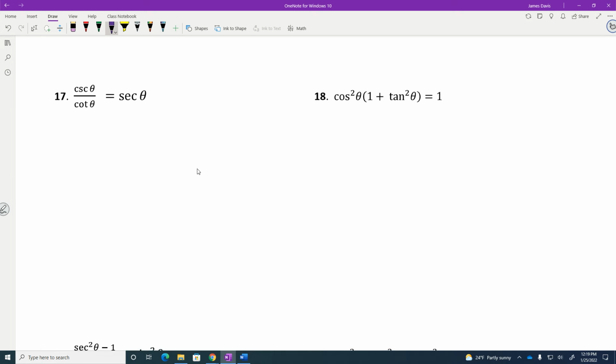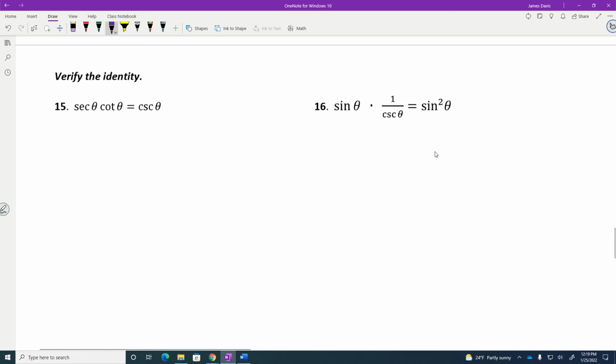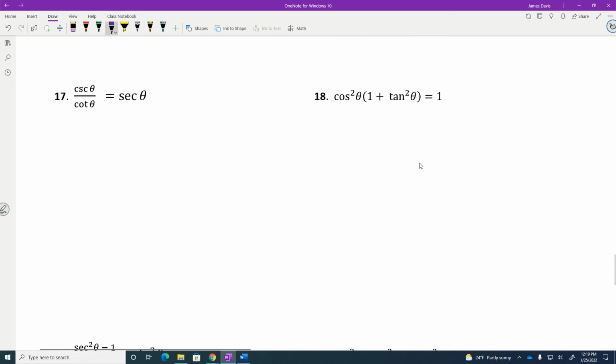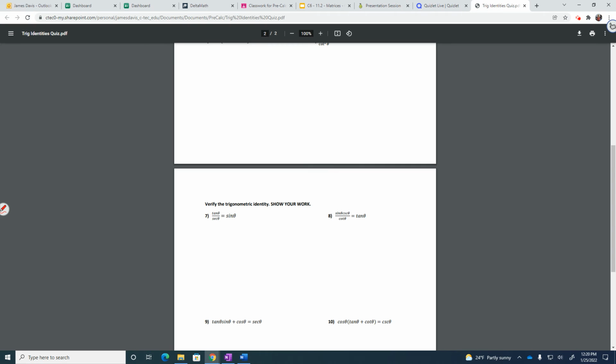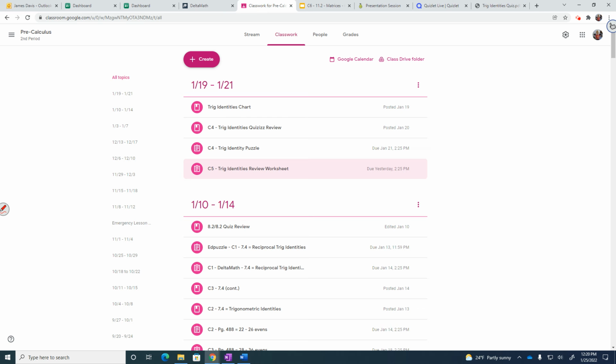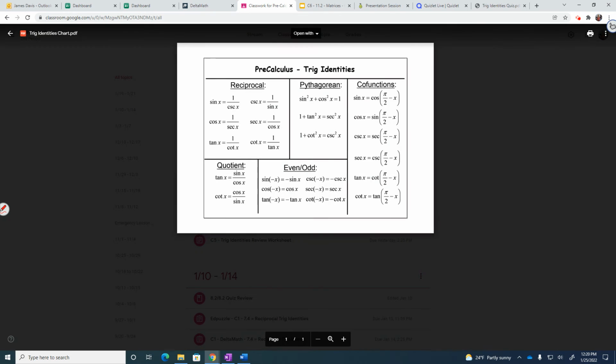All right, so 18. Now these verify ones are kind of interesting because we already know the answer, right? We just have to basically try to get to the answer. Whenever you see a squared and a 1, you're probably going to replace it. So you have a 1 plus tan squared. Then you're going to want to look at your trig identities, and I'll give you these tomorrow as well. So you're going to pull those up. I'll probably give you this exact chart tomorrow. Just try not to forget.